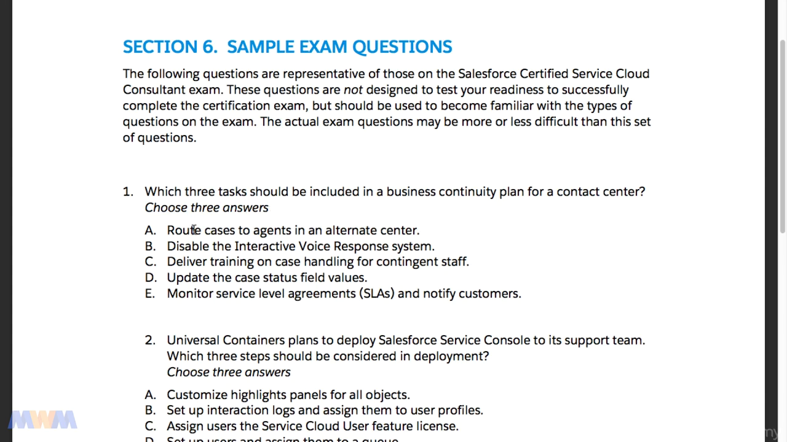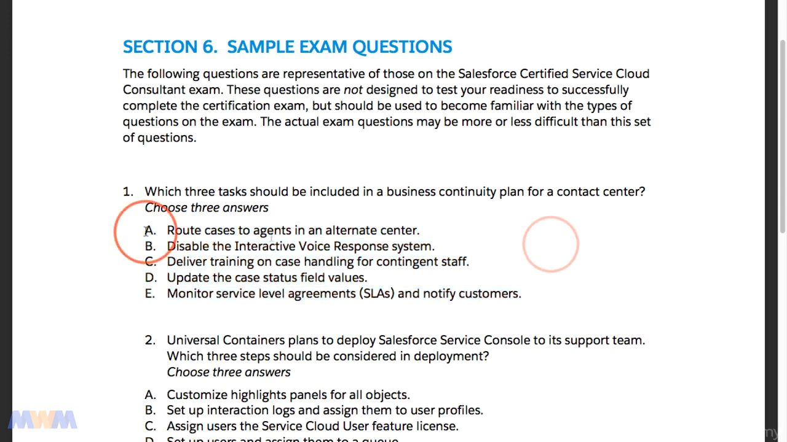So the options, as far as what the task should be included in a business continuity plan for a contact center, would be either A, route cases to agents in an alternate center, B, disable the interactive voice response system, C, deliver training on case handling for contingent staff, D, update the case status field values, and E, monitor service level agreements and notify customers. This is a really tough question if you've never dealt with a contact center at all.